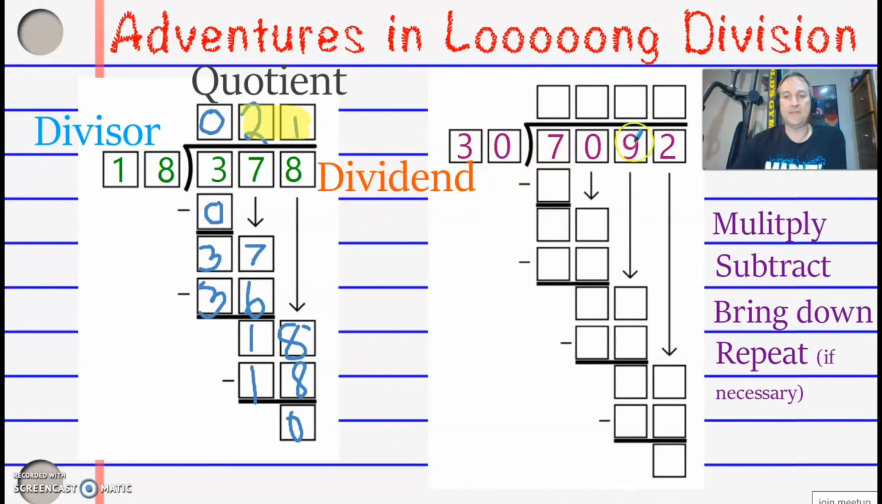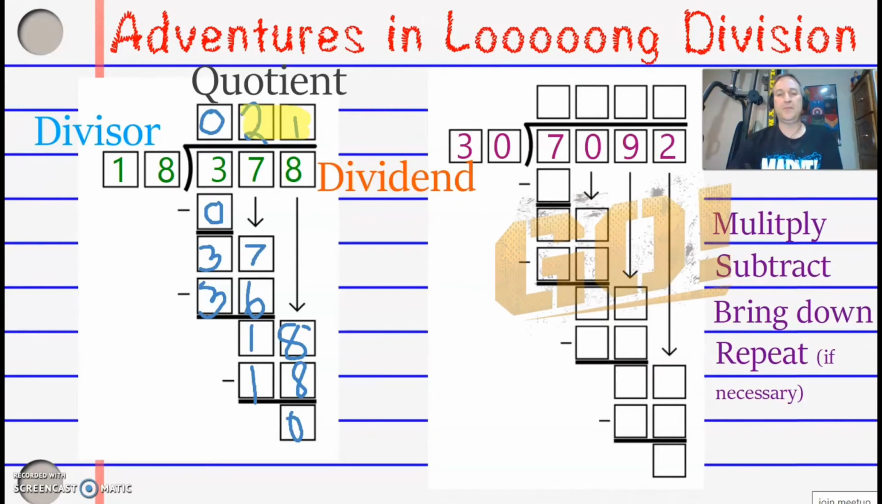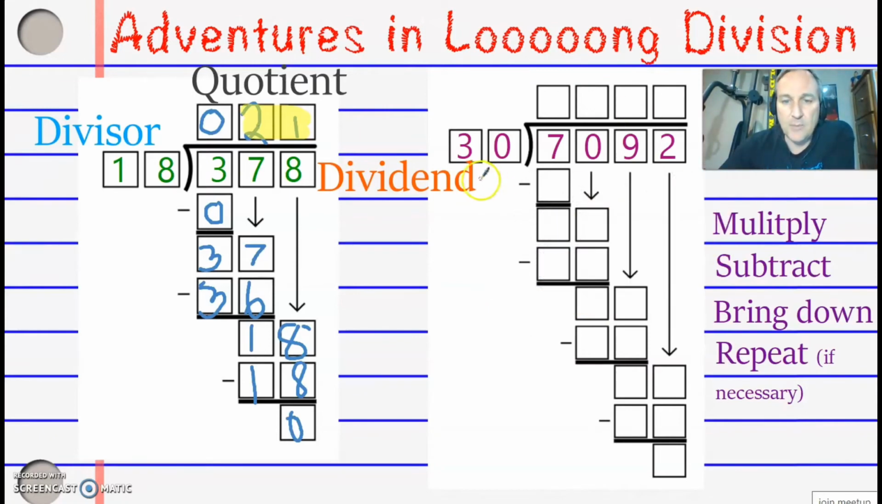And here I have 7,092 divided by 30. Let's give this one a go. Not a lot of difference here. Still a 2-digit divisor. Have an extra digit at the end, so we're going to end up with an extra step, most likely. So let's give this a go and see what we get. So first thing I'm going to do is look at how many times 30 goes into 7. 30 does not fit into 7. So I'm going to start off with a 0 right here. Okay. 0 times 30 is 0, and I get 7 left.